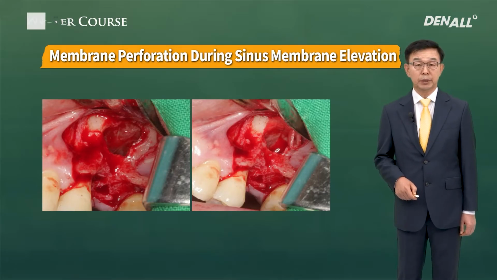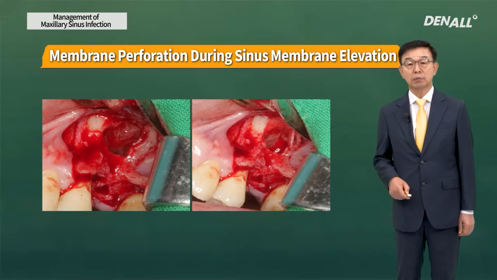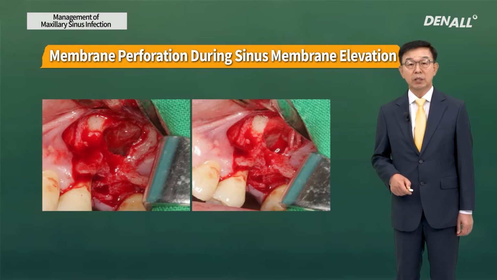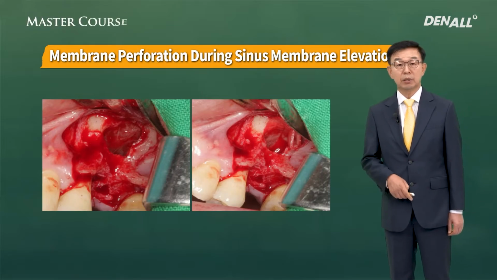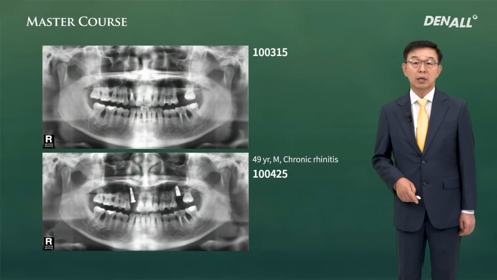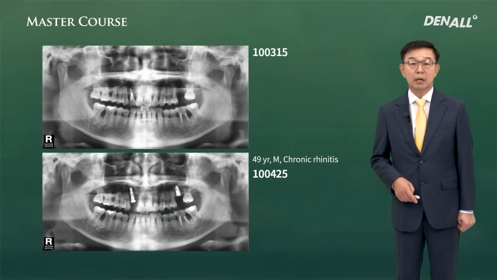This patient is a 50-year-old male patient. In the upper left posterior area, lateral approach was used and implant was placed. Membrane was perforated during surgery. Resorbable membrane was used for repair. Implant was placed. This patient used to have chronic sinusitis.